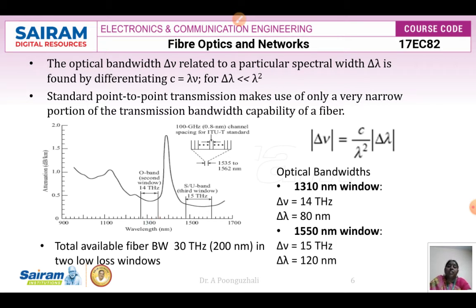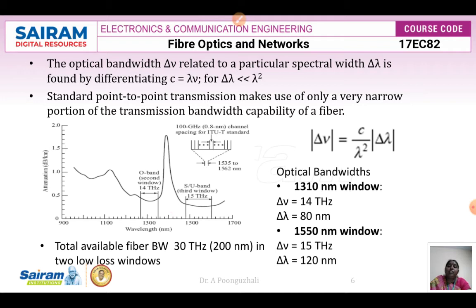Suppose I take it in the 1550 nanometer window, your del V, that is your optical bandwidth, is going to be 15 terahertz and your del lambda is going to be 120 nanometers. So the total available fiber bandwidth is going to be 30 terahertz, that is around 200 nanometers.